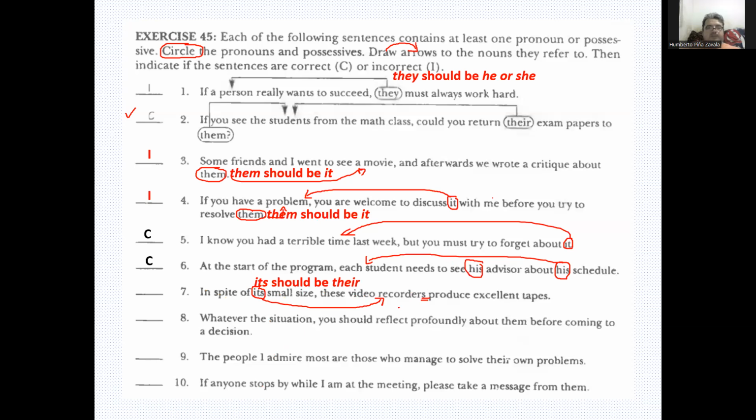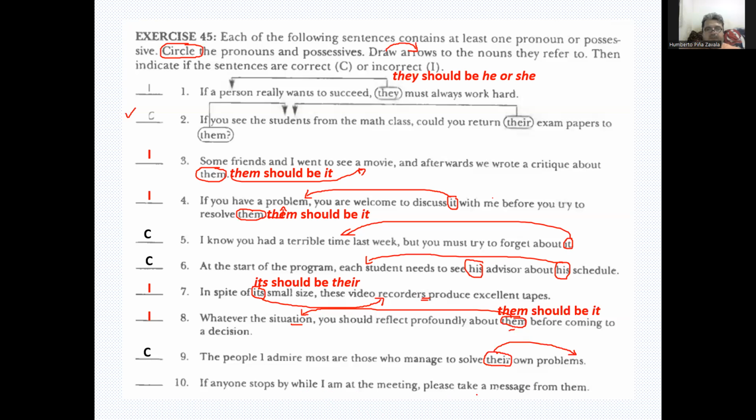This is a special case because usually we go back in the sentence, but in this case we have to go forward. Whatever the situation, you should reflect profoundly about them before coming to a decision, right? Whatever the situation is singular, and them is plural, so it should be: reflect profoundly about it before coming to a decision. The people I admire most are those who manage to solve their problems. So this is correct.